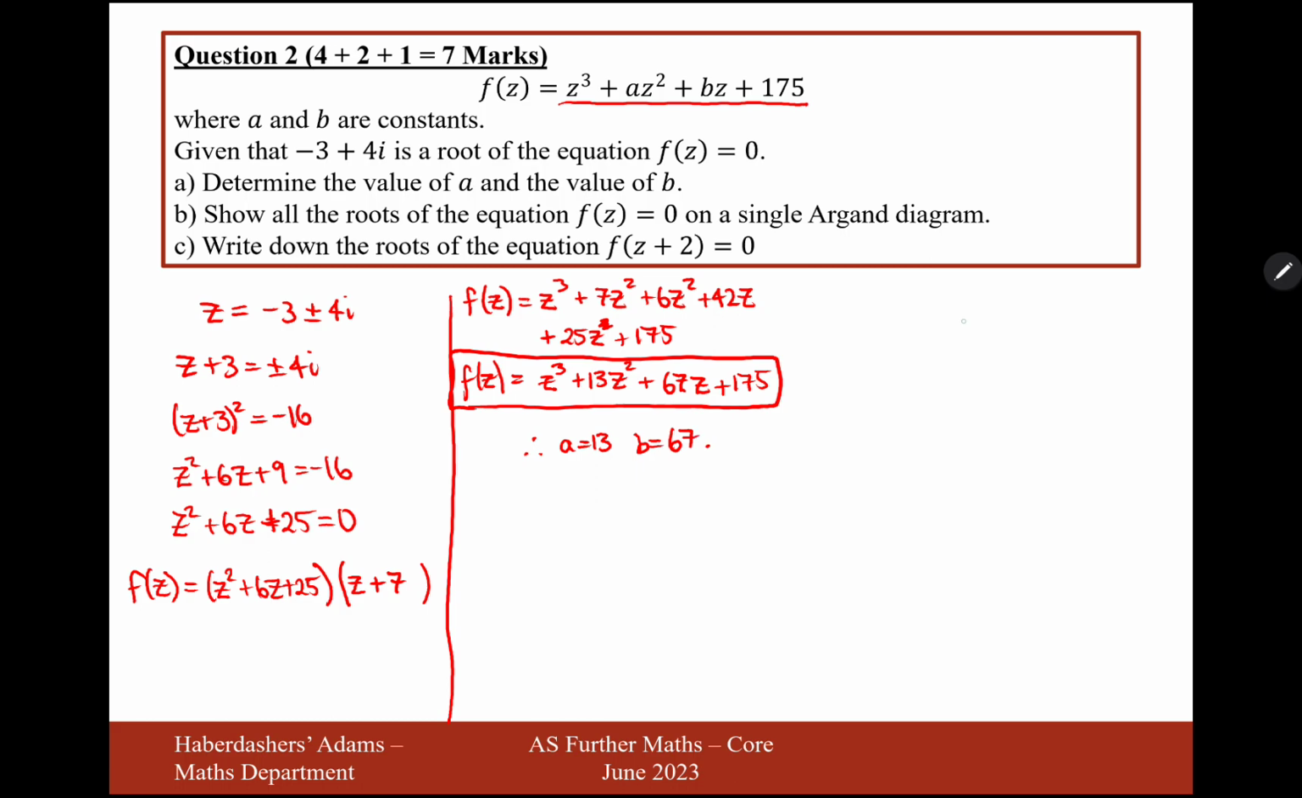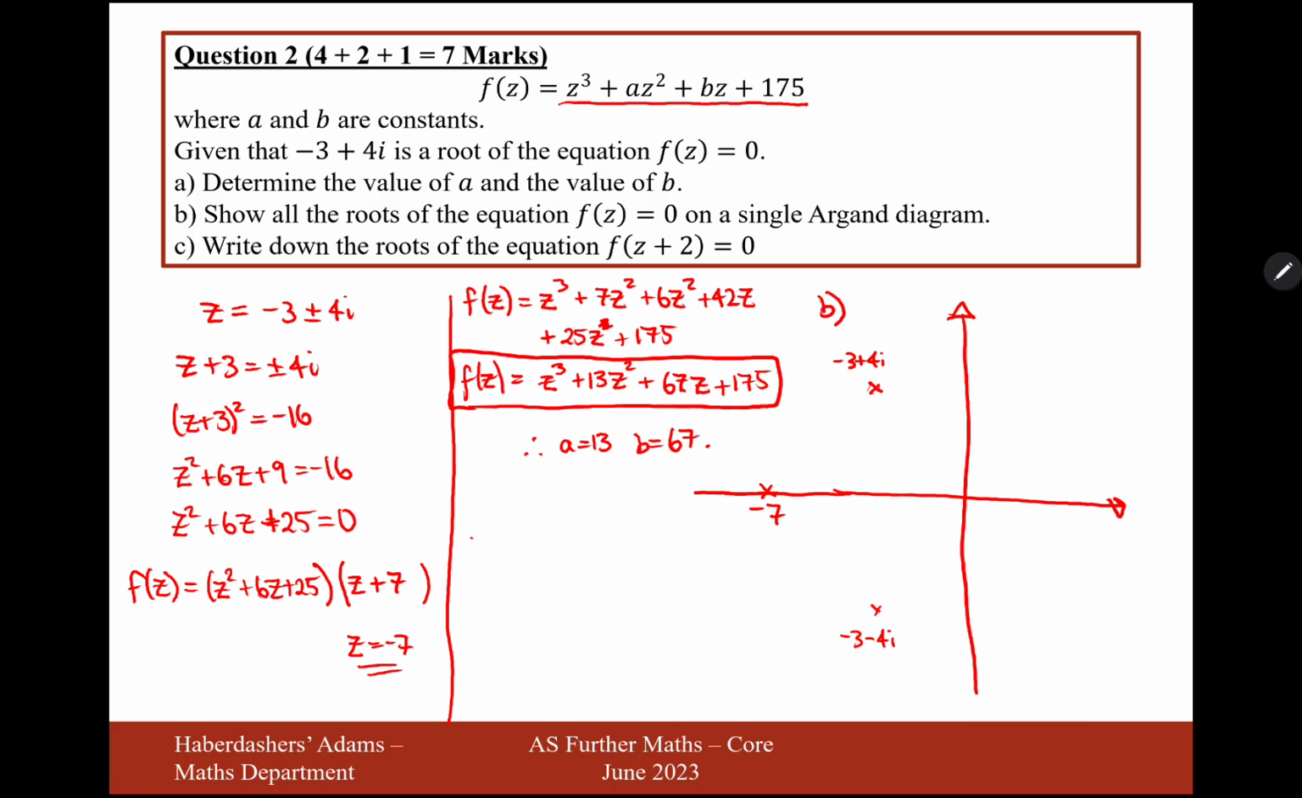Excellent. Show all of the roots on a single Argand diagram. Sure, no problem. So minus 3 plus 4i will be up here, and minus 3 minus 4i will be down here. And then the third root is going to be minus 7, so that's going to be somewhat over here, minus 7. So there we are, that's the answer for that question there.